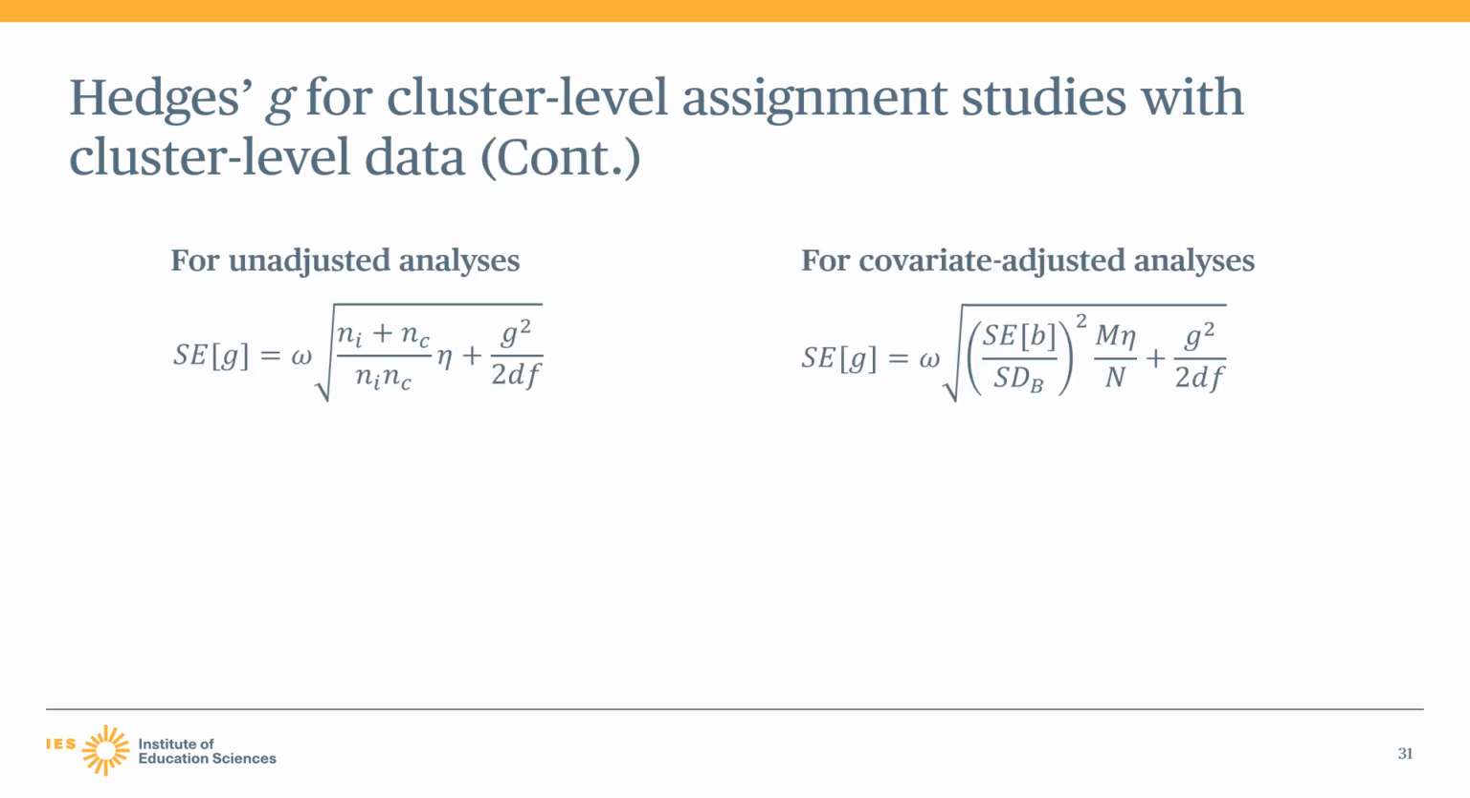Here we show how the WWC calculates the standard error of the effect size for cluster-level assignment studies that only have cluster-level data. The calculations are different depending on whether the authors reported unadjusted or covariate-adjusted analyses. As with the individual level case, reviewers typically do not need additional information for the unadjusted analysis, but will need the standard error of the cluster-level unstandardized impact to calculate the standard error of the effect.